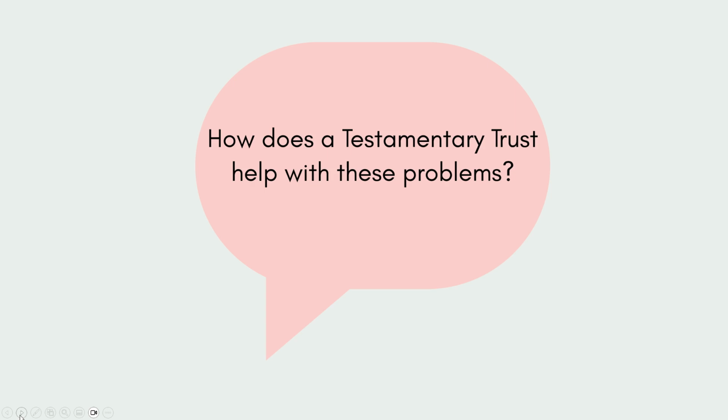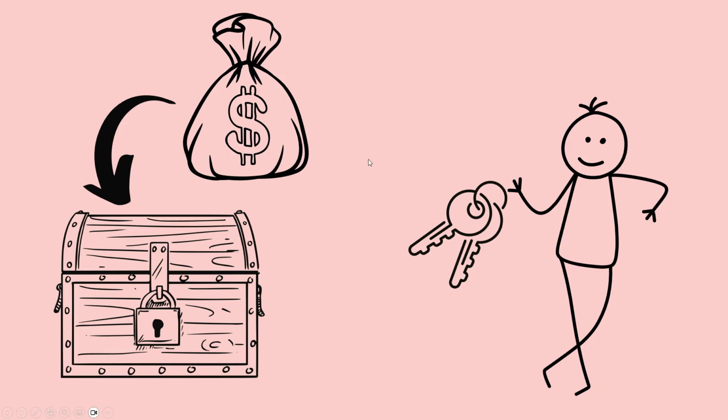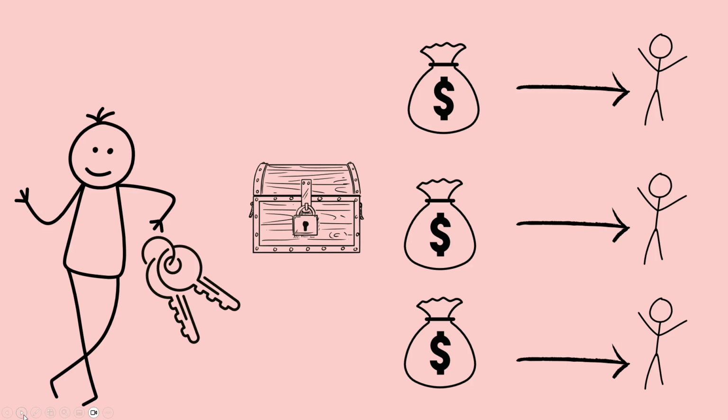So the way that testamentary trusts help with these problems is that rather than giving somebody the money, say, the money goes into this chest here, which this chest represents the trust. So instead of giving them the money, you just give them the keys. So you give them the ability to control the money. And then with those keys, they can decide where to distribute the money.